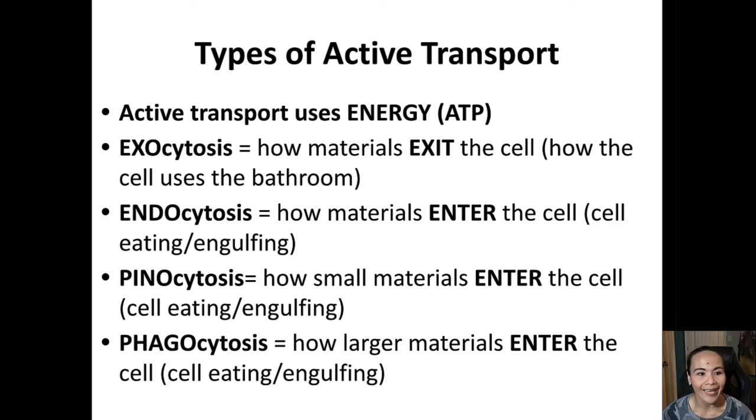It can be exocytosis, endocytosis, pinocytosis, or phagocytosis. So what's the difference? Exocytosis means how materials exit the cell, or how the cell uses the bathroom, as you call it. Endocytosis means how materials enter the cell, eating or engulfing, as you call it. Pinocytosis, how small materials enter the cell, which is also eating or engulfing. And phagocytosis, how larger materials enter the cell by cell eating or engulfing.